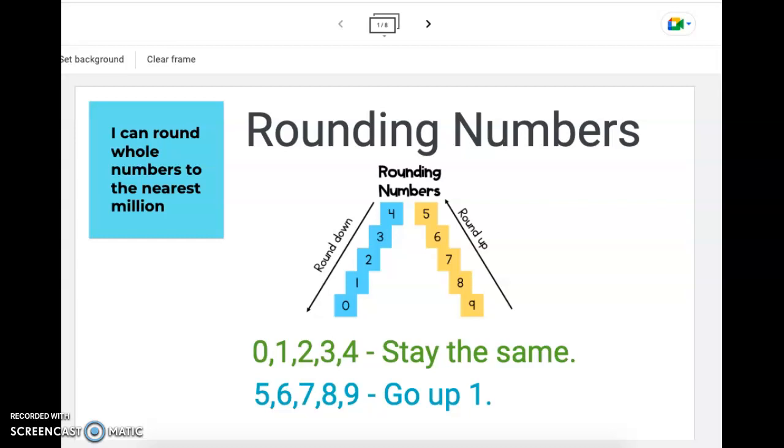At the end of this mini lesson and after tomorrow's in-class practice, you should be able to round whole numbers to the nearest million, and that is your I can statement for this lesson.